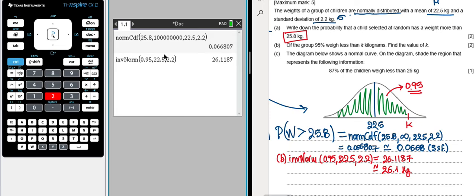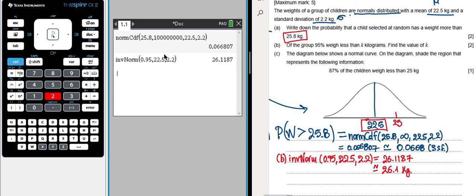And then for part C, we have the diagram, and then we have to work with the diagram again. So let's just do that. Let's just clear that information which was there for part B. It says on the diagram below, shade the region that represents the following information. 87% of children weigh less than 25 kilograms. Well, we already know what the mean is, which is 22.5. So the 25 would be on the right. So let's just put 25 somewhere here.